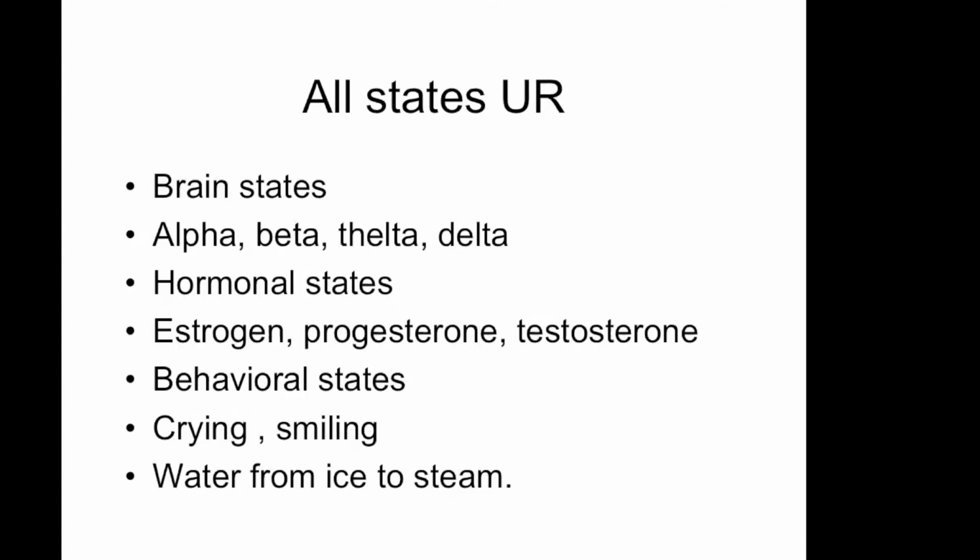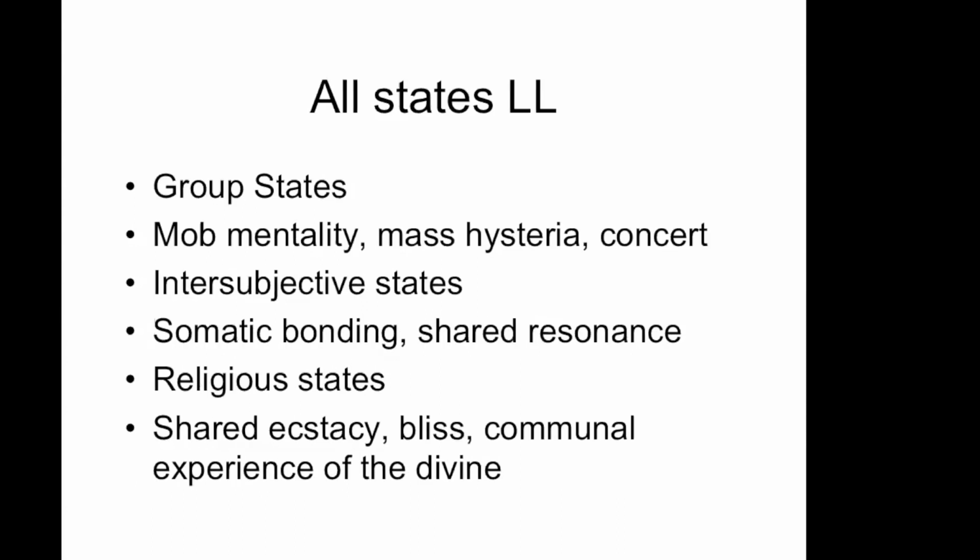Then in the upper right, there's brain states like alpha, beta, theta, delta, hormonal states like estrogen, progesterone, testosterone, behavioral states like crying, smiling, or there's also physical states like water goes from solid to liquid to gas, in the form of ice to water to steam.